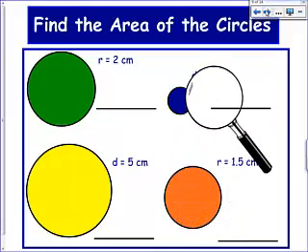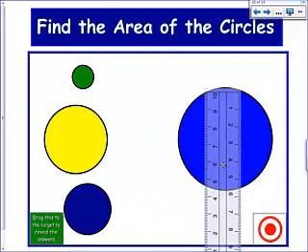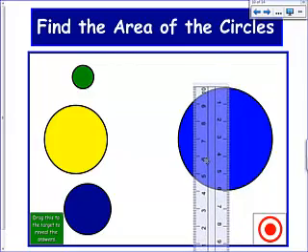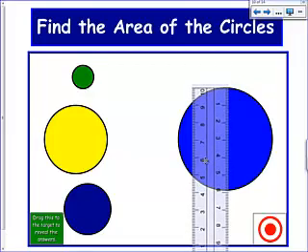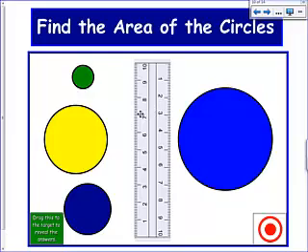Okay, so let's get an idea of what we can do to figure this out. If I take the ruler and I measure how many centimeters this is apart, this is approximately a 6 centimeter diameter. What's the radius? Yeah, 3. So 3 times 3 is 9. 9 times 3.14 should be our area.